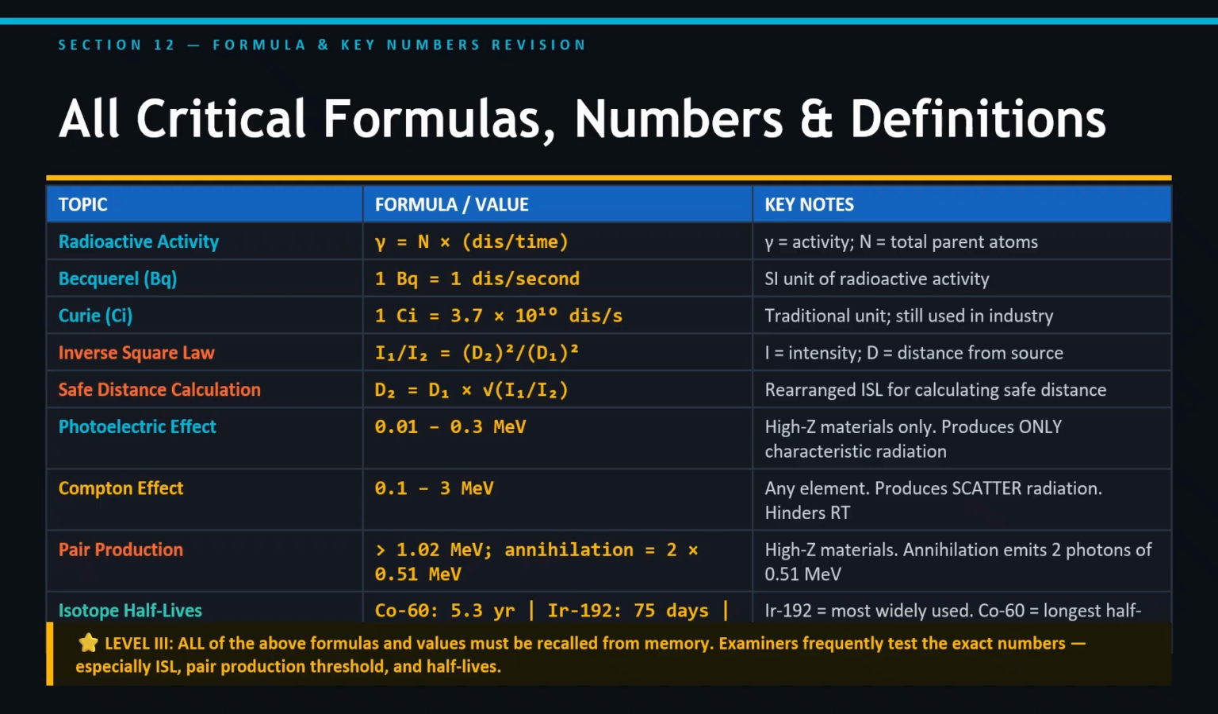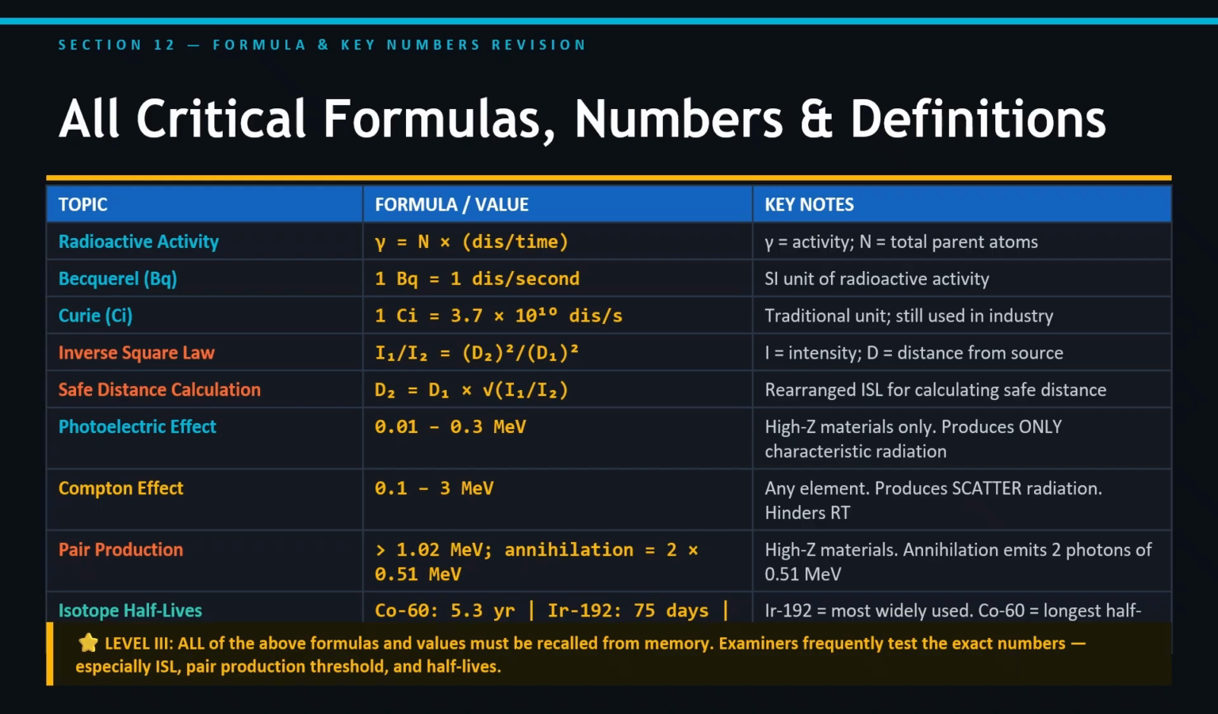Then we have the inverse square law. Remember the relationship between intensity and distance. If distance increases, intensity decreases according to the square of that distance ratio. Next are the radiation interaction ranges presented in this chapter. The photoelectric effect is associated with lower photon energies. Compton scattering occupies an intermediate energy range. Pair production requires a threshold above 1.02 MeV.